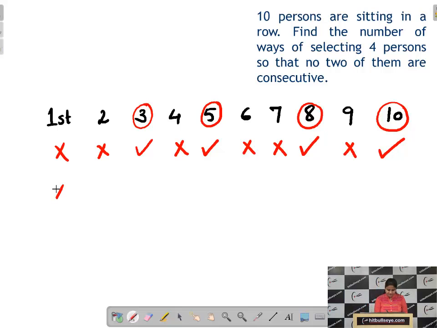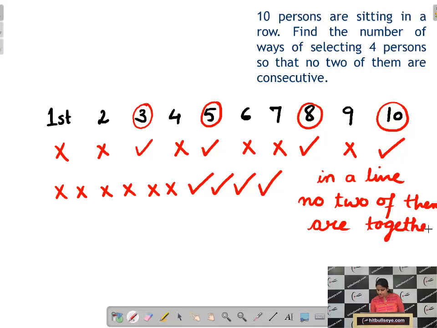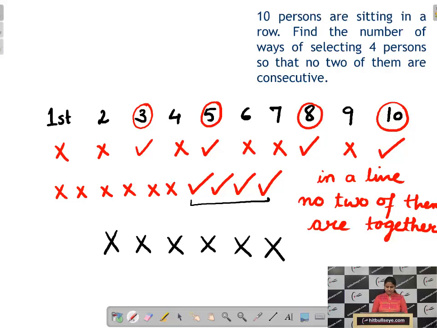So it is a simple question that you have 6 crosses and 4 ticks. You want to arrange them in a line such that no 2 of them are together. Whenever you have this kind of language, no 2 of them are together, you can do one thing. The condition is on ticks. So leave those ticks. First of all, we will place crosses. There are 6 crosses and we want to adjust these 4 ticks among them.